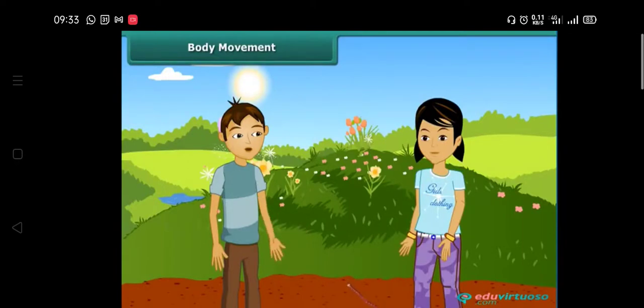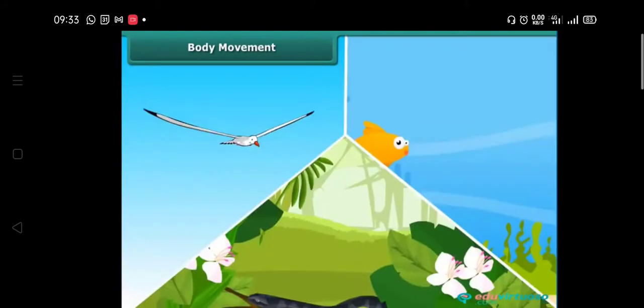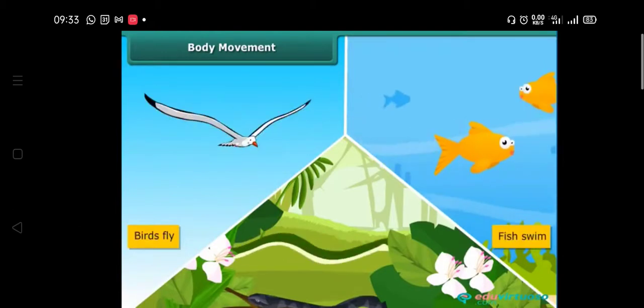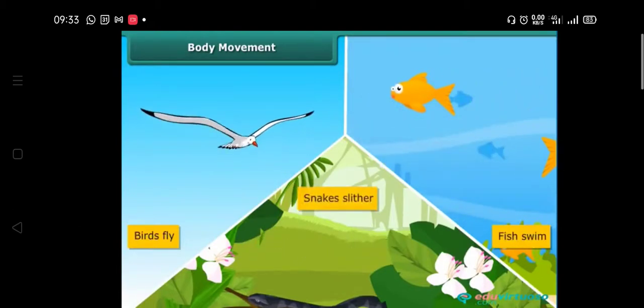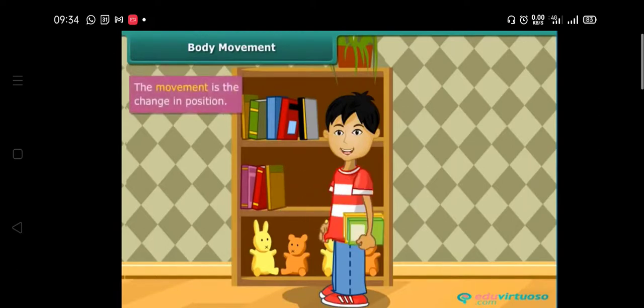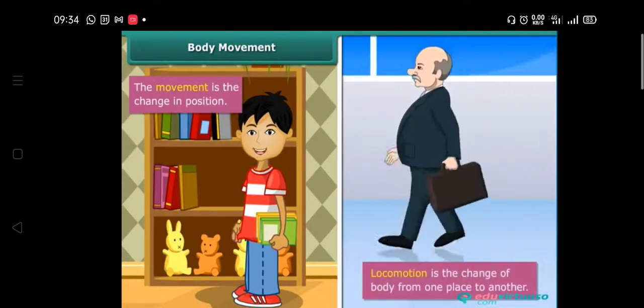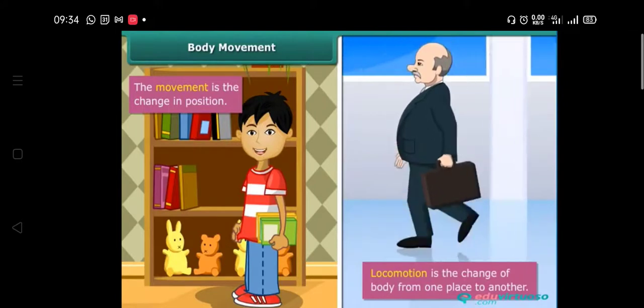Body movement. Hey, look at the earthworm in the soil. How does it creep? Yes, as we walk or run, these earthworms creep or crawl. Birds fly, fish swims, snakes slithers. Other than these movements, we can also see that we move various parts of our body, like when we pick up a book, we move our hand. The movement is the change in position, while locomotion is the change of body from one place to another.